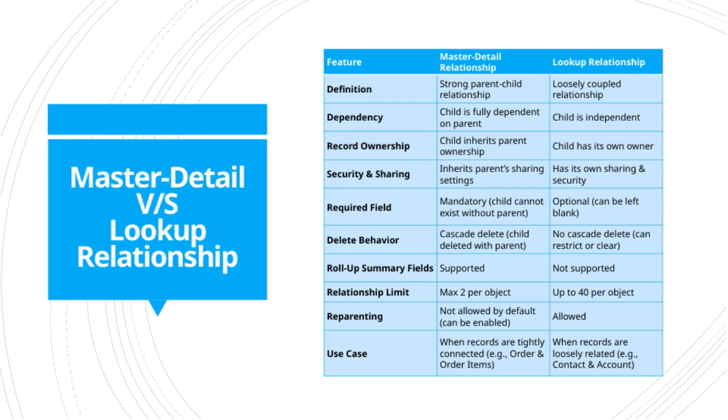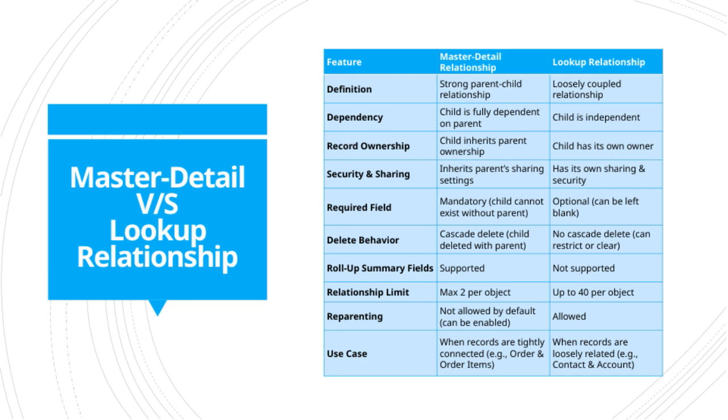Starting with the definition, a master detail relationship is a strong parent-child connection, meaning the child record depends heavily on the parent. In contrast, a lookup relationship is more loosely coupled, giving more independence to the child record. Dependency is a key point here. In a master detail, the child is fully dependent on the parent. If the parent is deleted, the child is typically deleted too. With lookup relationships, the child can exist independently, which provides more flexibility.